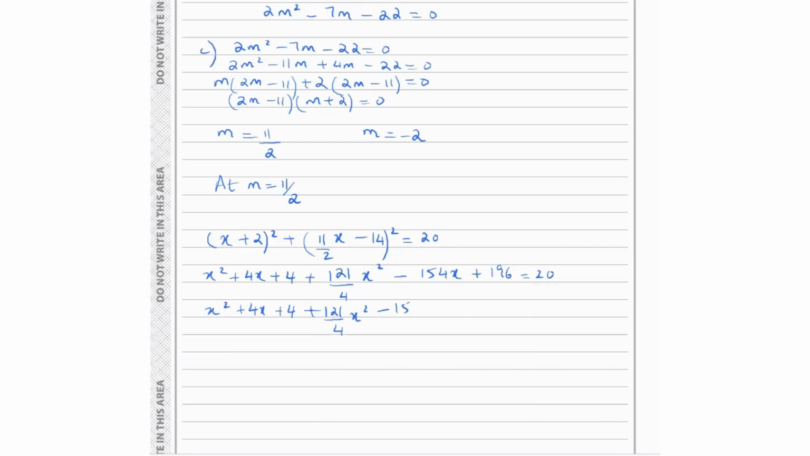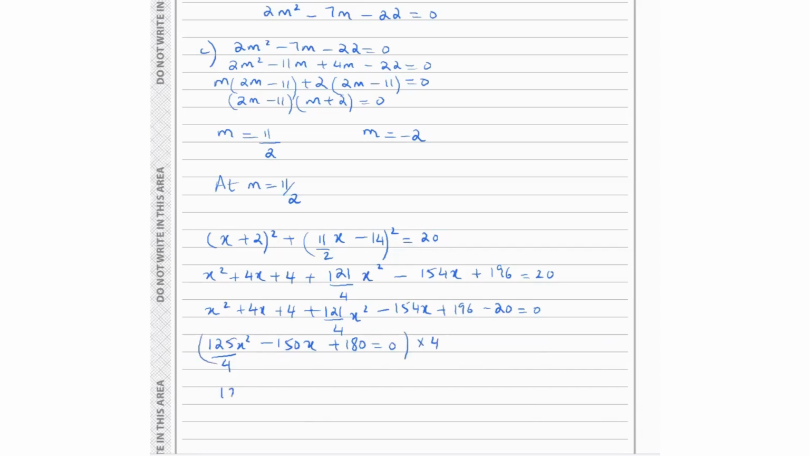And then we factorize this equation. So first collect the like terms. So x squared plus 121x squared over 4 is going to be 125x squared over 4. And then we're going to have negative 150x and plus 180 equals 0. Get rid of the fraction by multiplying everything by 4.